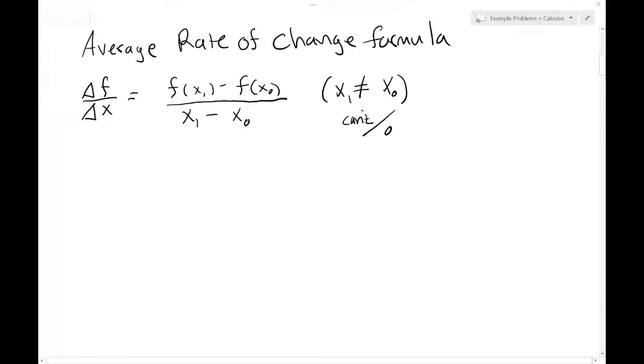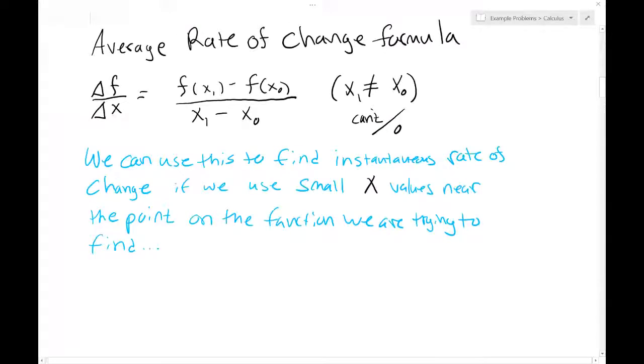Using this formula, we can calculate the average rate of change over a given interval, which is the difference between x1 and x0, where x0 is our starting value and x1 is the finishing value. We can use this to find the instantaneous rate of change if we use a small x value near the point on the function that we're trying to find the instantaneous rate of change for.